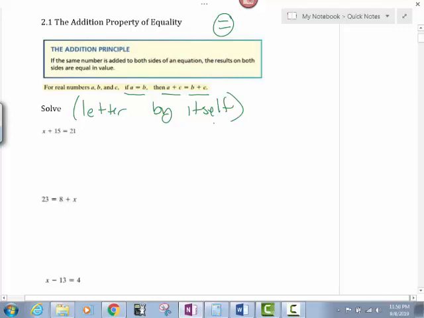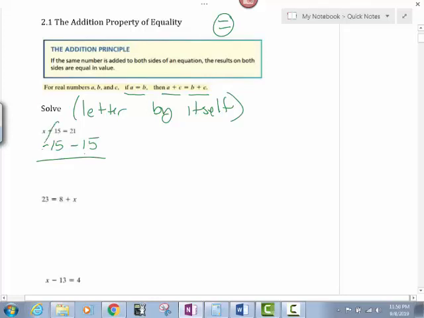I'm looking at the first problem we have here. It says x plus 15 equals 21. Since we're trying to get the letter by itself, I'm going to ask myself, what am I doing with the letter x and the number 15 right now? Well, you can see they're being added. I'm going to do the opposite. The opposite of adding is to subtract. We're going to subtract 15 on both sides.